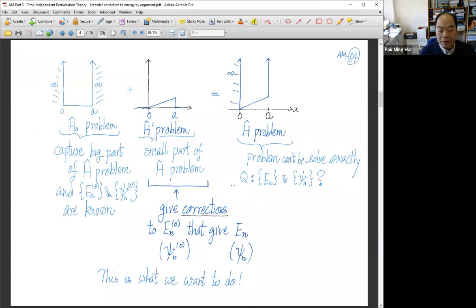This is the problem that we have been doing. Only after that, you look for H0, you know all the answers. These are taken as known. Then you want to solve this problem, you want to ask about E13. Then I can say, perhaps it is E13 zeroth order plus some correction. The correction must be due to H prime. This is what we want to do.